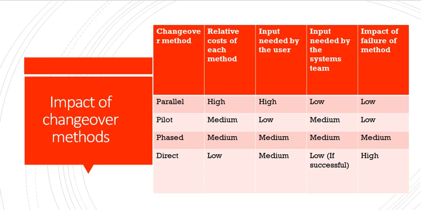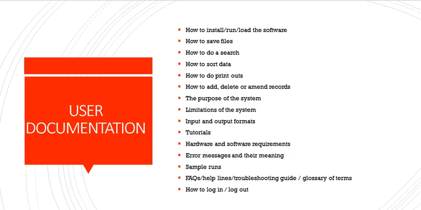Then the impact of failure of the method. In case after implementing it, it has failed, what will be the impact? You've implemented a new system and it has failed to work. What will be the impact on the company? Then after implementation, of course, what we do next is documentation.